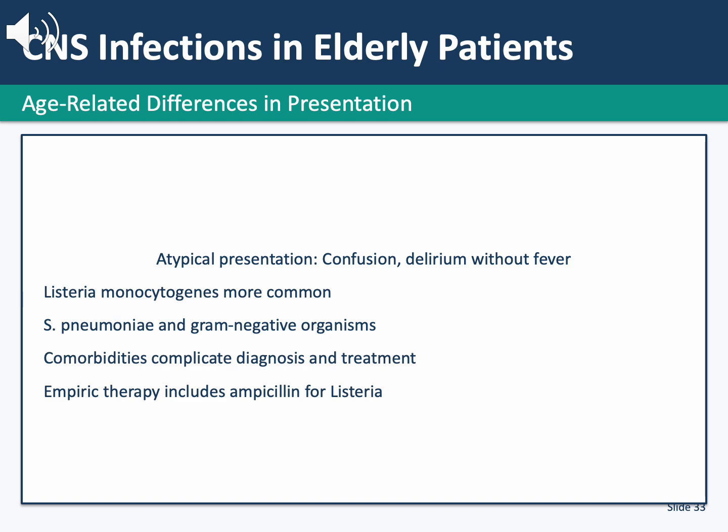Empiric therapy should include coverage for listeria with ampicillin in addition to cephalosporin and vancomycin. Prognosis is generally worse in elderly patients due to delayed diagnosis and underlying comorbidities. Careful attention to drug interactions and renal function is important when selecting antimicrobial therapy.